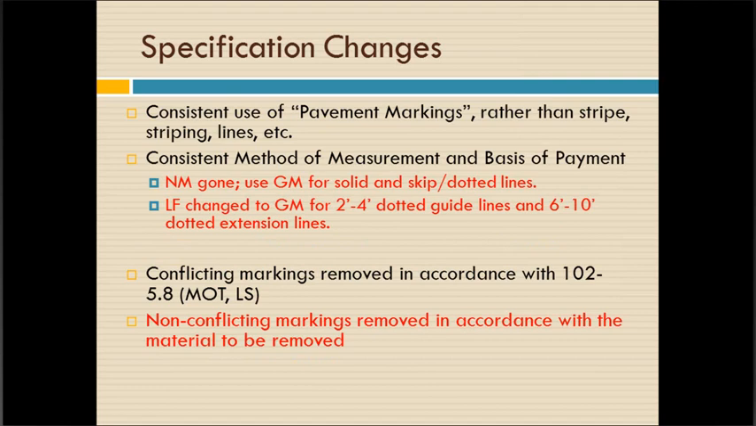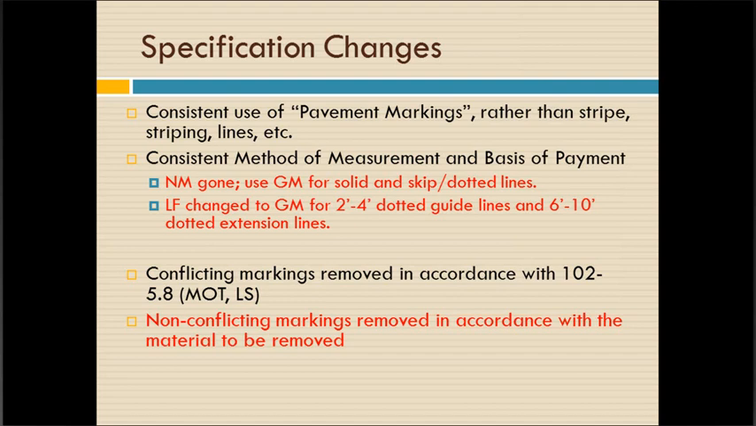All right, what type of changes did we do? The primary change there was the consistent use of the term pavement markings. Before, we sort of interchangeably used the term stripe, striping, lines, and other terms, but that has been cleaned up to be consistent, so that if you look at the specifications side by side, they are much more similar now in their use of terminology.